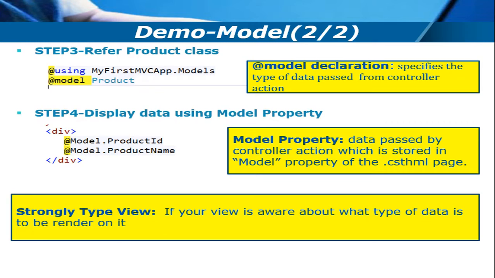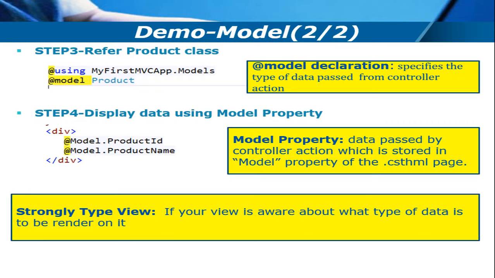Now it's time to pass this model from your controller action to view. That is achieved in this step. In the next step, when we create the view, that is in our case the single product view, then we have to mention the model declaration. Basically the model declaration specifies the type of data passed from your controller action.